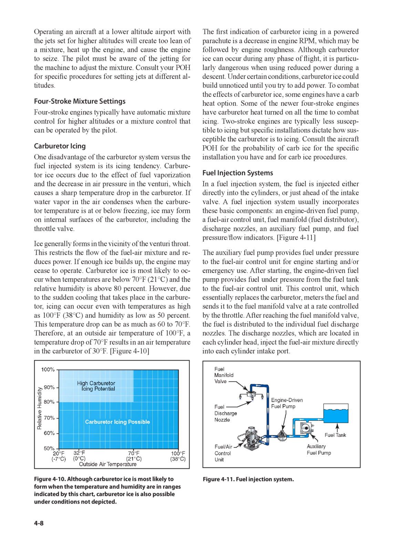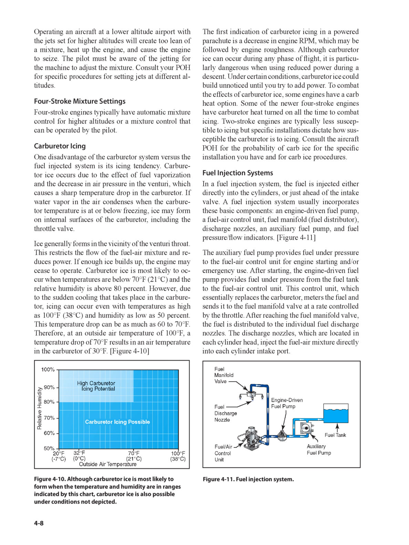4-stroke mixture settings. 4-stroke engines typically have automatic mixture control for higher altitudes or a mixture control that can be operated by the pilot. Carburetor icing. One disadvantage of the carburetor system versus the fuel-injected system is its icing tendency. Carburetor ice occurs due to the effect of fuel vaporization and the decrease in air pressure in the venturi, which causes a sharp temperature drop in the carburetor.